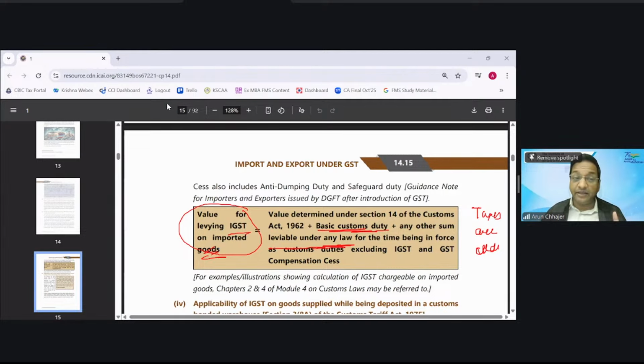You can easily tell me some provision which allows to add. So is it not tax on tax? Is it not tax on tax? So you are calculating the IGST by adding the customs duty. Is it not tax on tax? Then why is it being added? In my understanding, it should be excluded. If I'm saying in my understanding, it should be excluded, what is your counter argument?